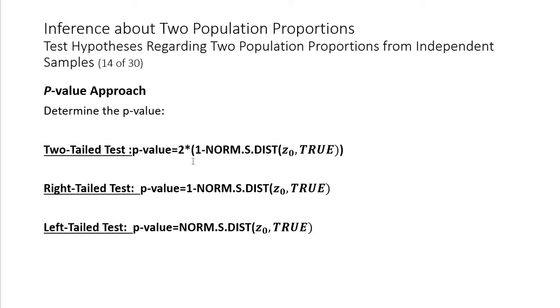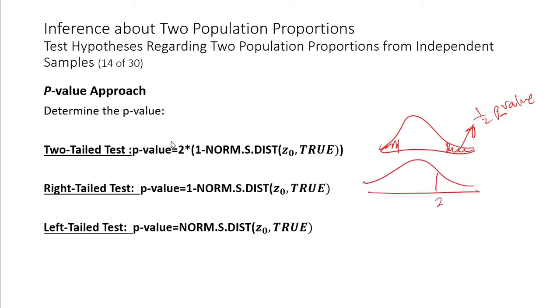So what I did here, I computed the area to the right of z naught and multiplied that by 2 because I know in the two tails I will have 2 areas. So I computed this area over here and I multiplied it by 2. So this is half of the p-value in the two-tailed test. If we have a right-tailed test, then the p-value is going to be the area to the right of z naught. This area right here, that's going to be the p-value. And we know how to compute that using Excel. And I gave you the formula right here.